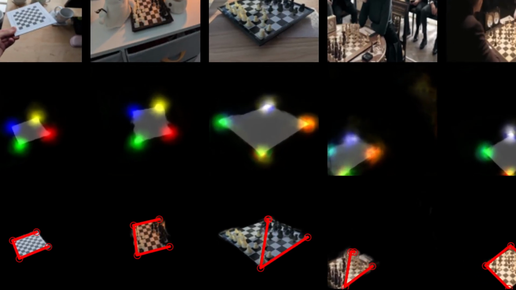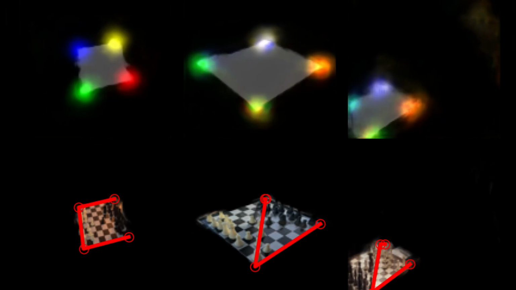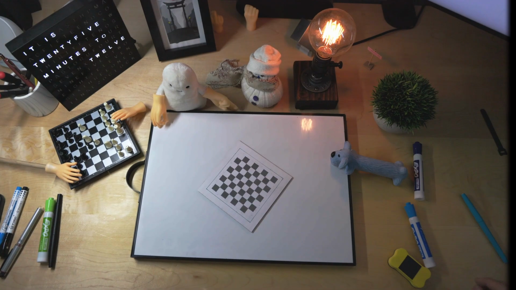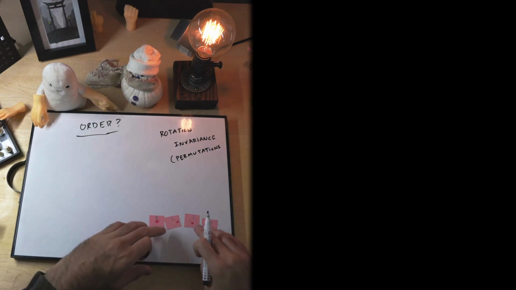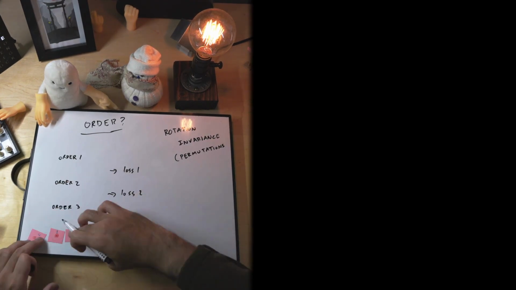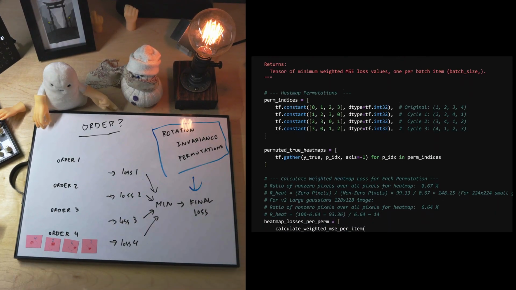I'm also noticing that the model struggles to decide which heat map channel corresponds to which corner. Since we don't care which corner is the first, as long as they go around the chessboard in order, we'd like to train our model with a loss function that is rotationally invariant to the start corner.